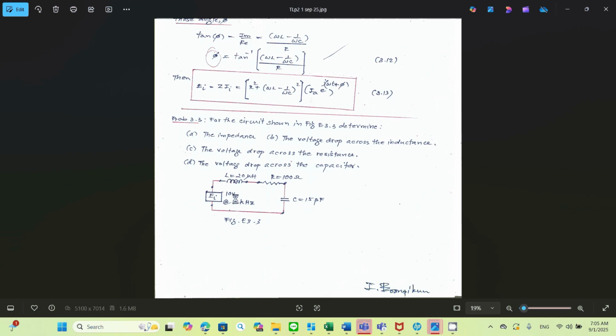This is your circuit. You have the source voltage E_i with an amplitude of 10 volts and a frequency of 10 kHz. This is your L, 20 microhenry. R equal to 100 ohms. C equal to 15 picofarad.